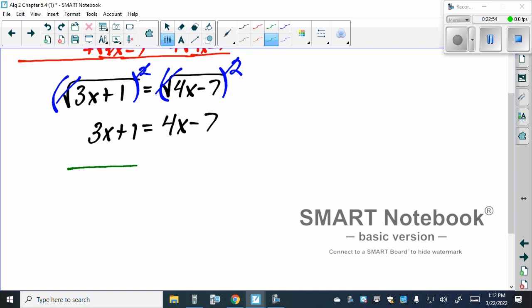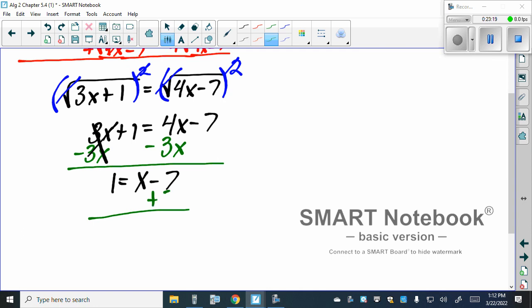And the first thing we can do here is to subtract 3x from both sides. Because 3x minus 3x would be 0, telling us 1 is equal to 4x minus 3x, which is x, minus 7. And last but not least, we can add 7 to both sides, telling us x is equal to 8. And that's it. That's all we have to do for these here.